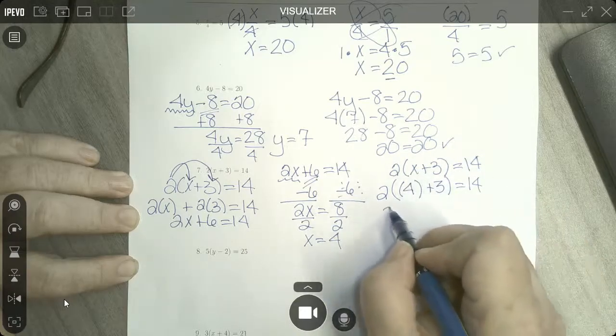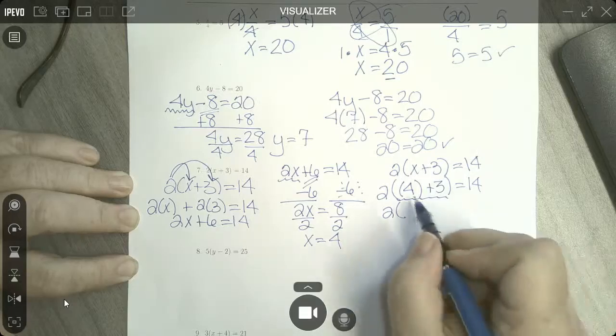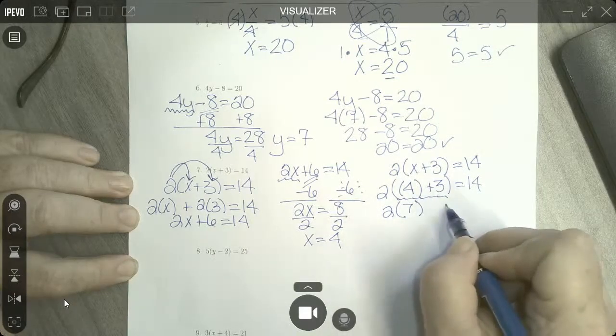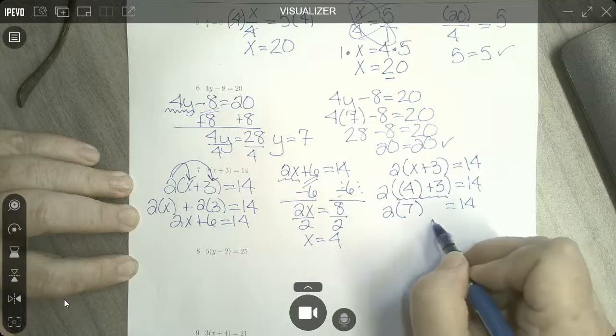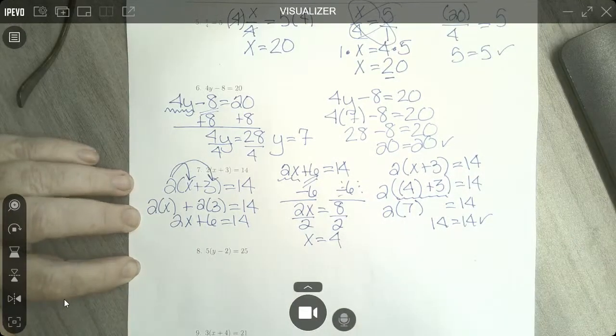Now orders of operations say I have to do what's in parentheses first. 4 plus 3 is 7. 2 times 7 is 14. And would you look at that? We did that one correct too.